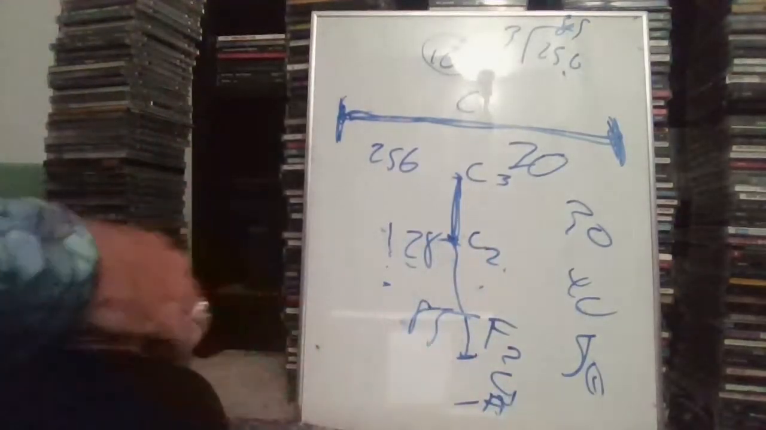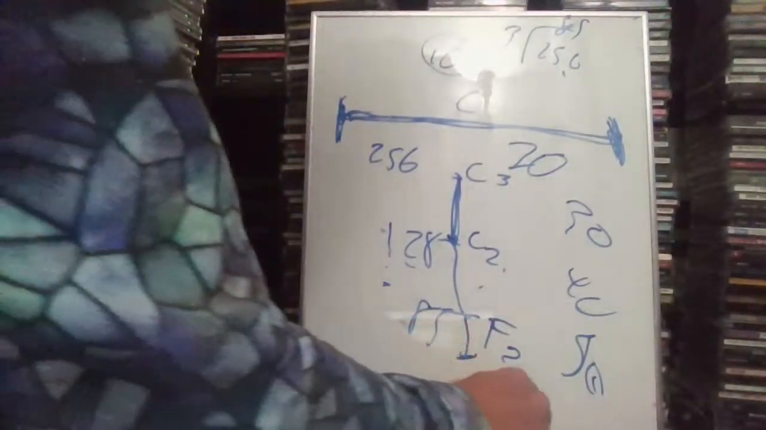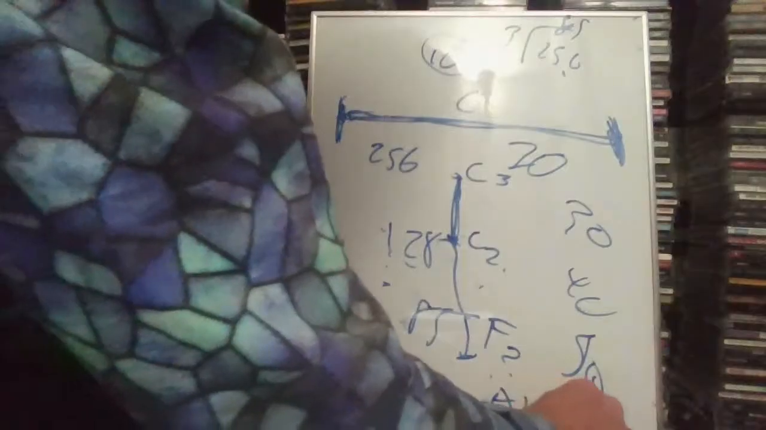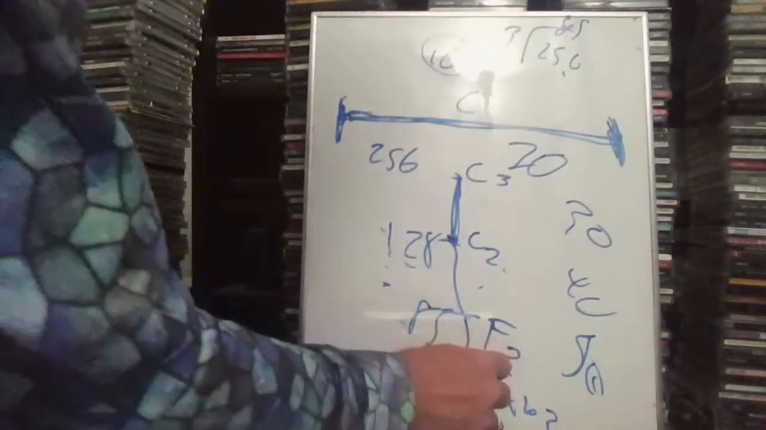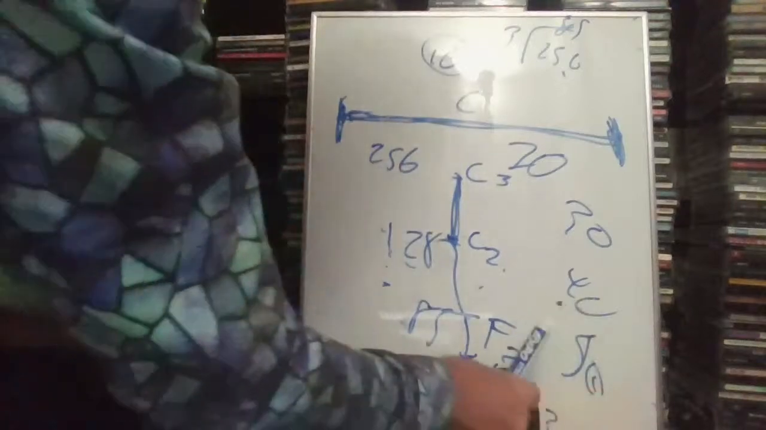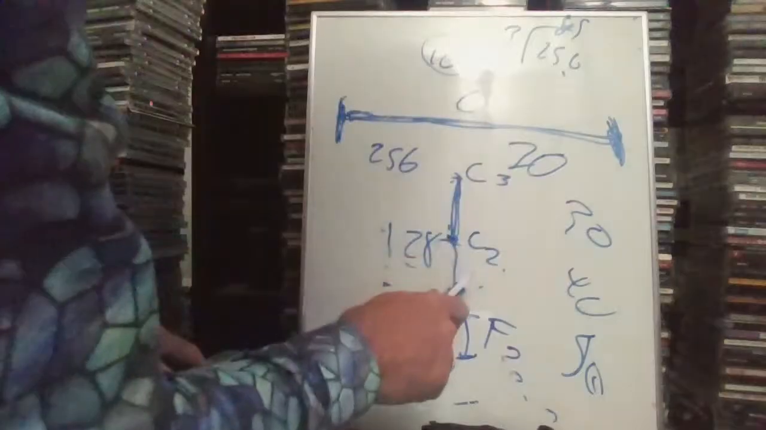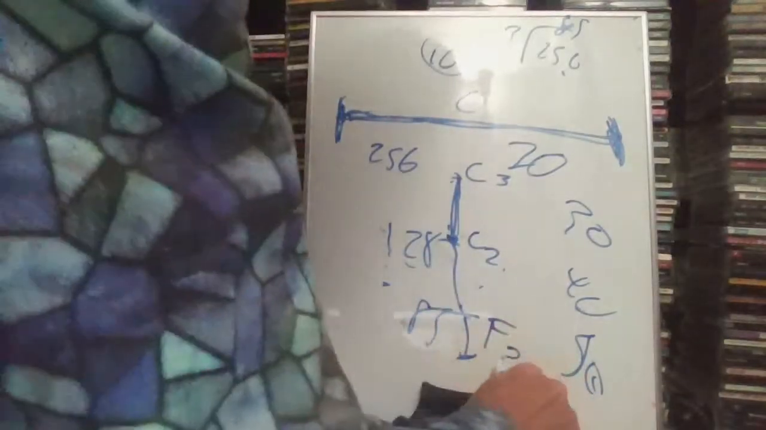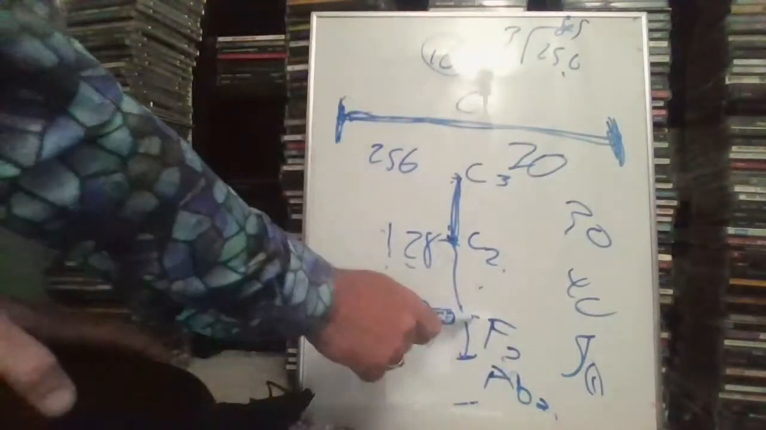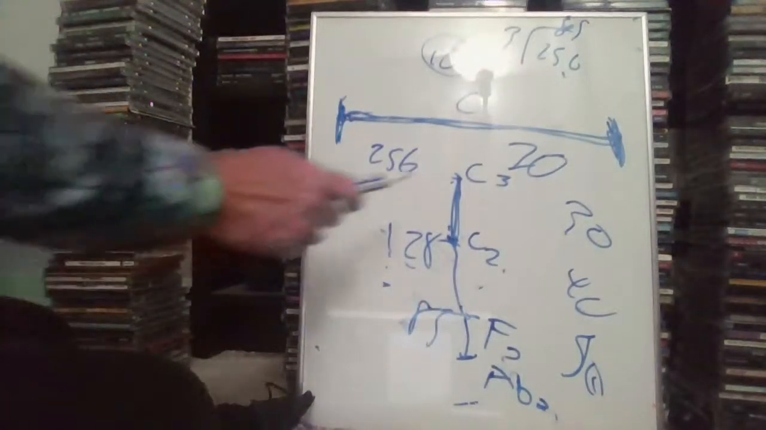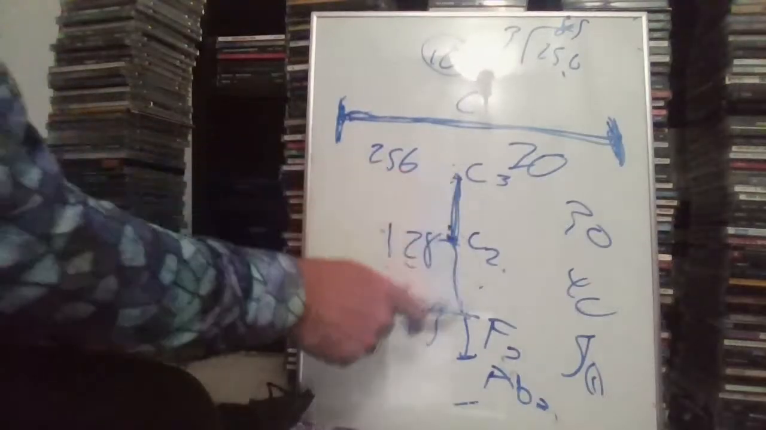So a major third below C would be A flat. Let me write this better. Did I do that right? Yeah, it would be A flat. Oh, I did have a C2, didn't I? And then A flat would be A flat 2. A flat would be a major third below the F. And this is the original, 1, 2, 3.